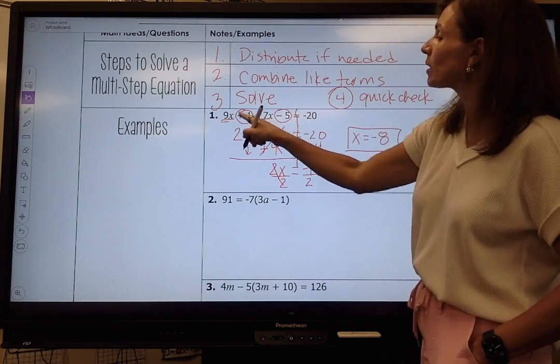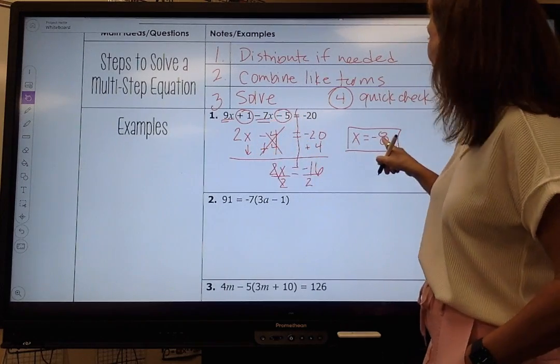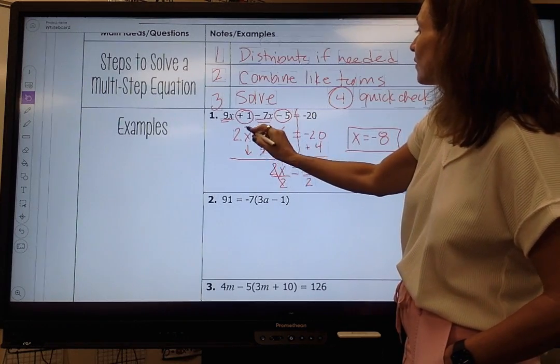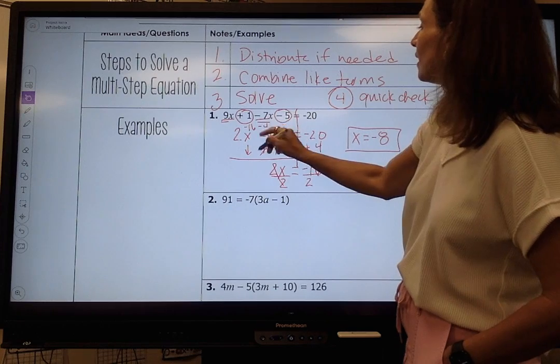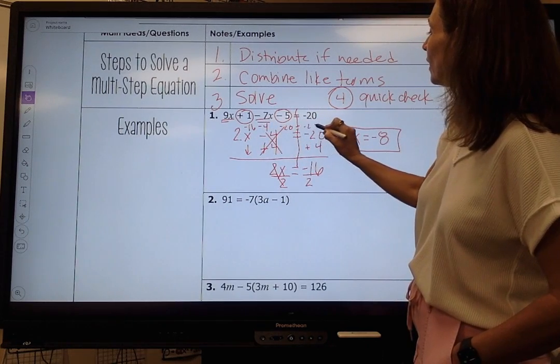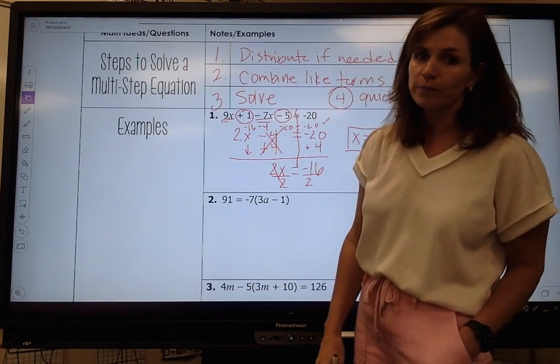If you're comfortable with combining your like terms, I would just plug in a negative 8 here real quick. So 2 times negative 8 is negative 16. Negative 16 and a negative 4 is negative 20. Negative 20 equals negative 20, and so therefore I have the right answer.